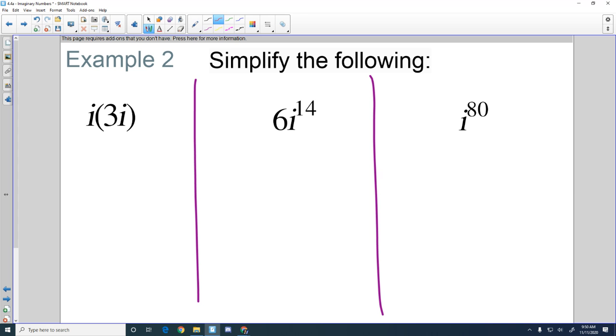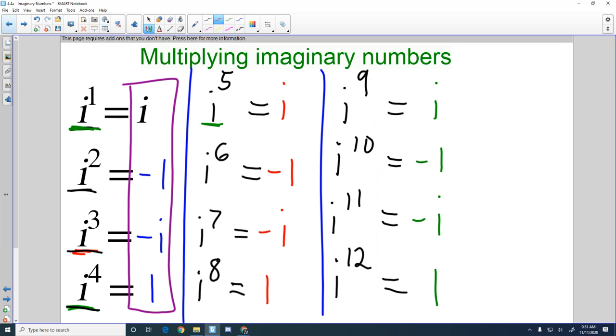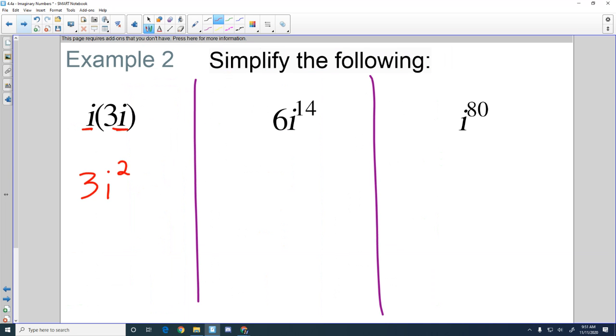Okay, so on the left, I times 3I. Well, we treat I just like a variable. Like if I had x times another x, we'd write that as x squared. Same idea here. I times 3I is just 3I squared. Now, anytime you're doing any operation with I, it's always going to be able to simplify to one of these options over here: I, negative 1, negative I, or positive 1. Notice that all 4 of those options do not have an exponent. So anytime you see I with an exponent, like in this example right here, we know we should be able to simplify this so that I doesn't have an exponent.